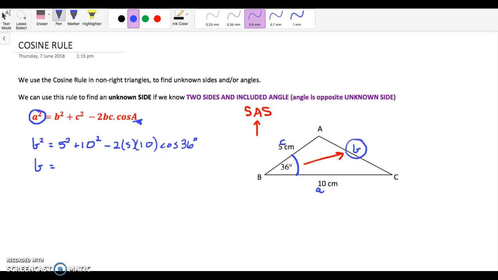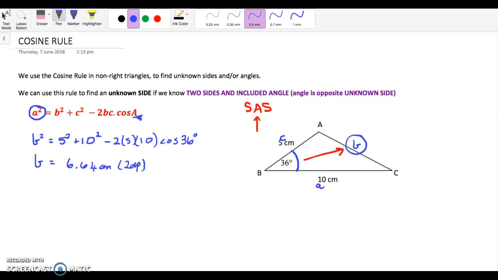We can use our NumSolve on our ClassPad, and we can find out that this is 6.64 centimetres to 2 decimal places. You might like to pause the video at this point, pop this in your ClassPad opening in NumSolve, and see if we get to the same point. So a very handy rule to use, knowing if we know two sides and the included angle.